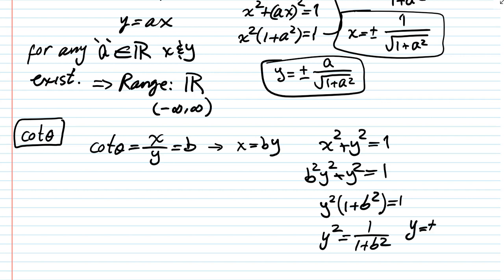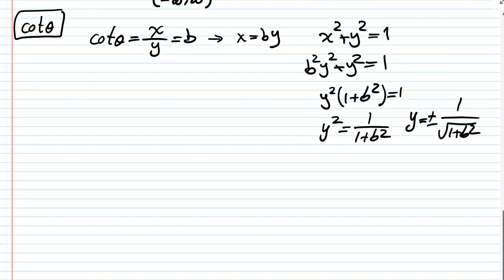Take the square root, we get plus minus 1 over. Notice it's almost like tangent, right? Just like this one. So that's what your y is now. And plug it back in for y in here, solve for x.